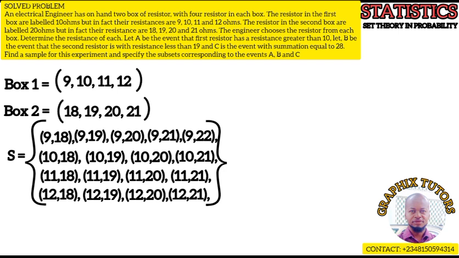These are the possible outcomes that we can get when you select this at random. So we solved the first question here. Now the next question, they now gave a condition.